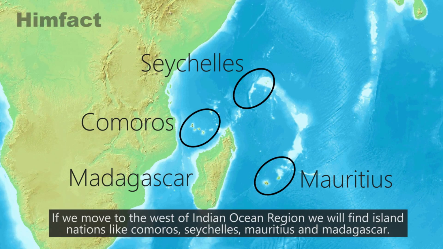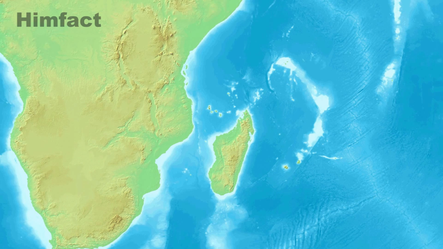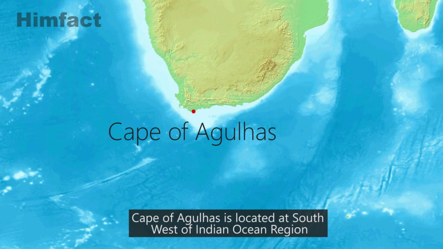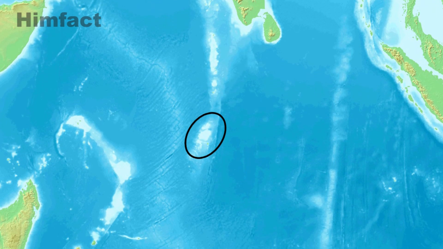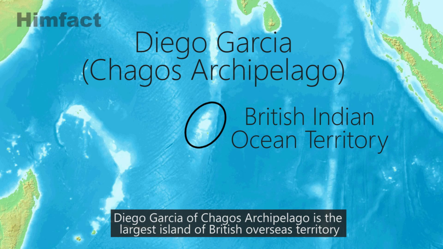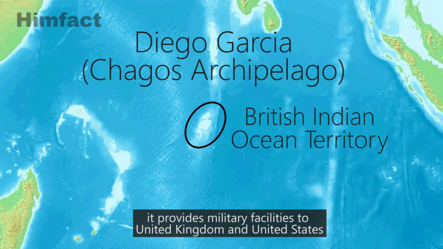If we move to the west of the Indian Ocean region, we will find island nations like Comoros, Seychelles, Mauritius and Madagascar. Cape Agulhas is located at the southwest of the Indian Ocean region. In the center, we find the archipelago of Maldives and the British Indian Ocean Territory of the United Kingdom. Diego Garcia of Chagos Archipelago is the largest island of the British overseas territory. It provides military facilities to the United Kingdom and the United States.